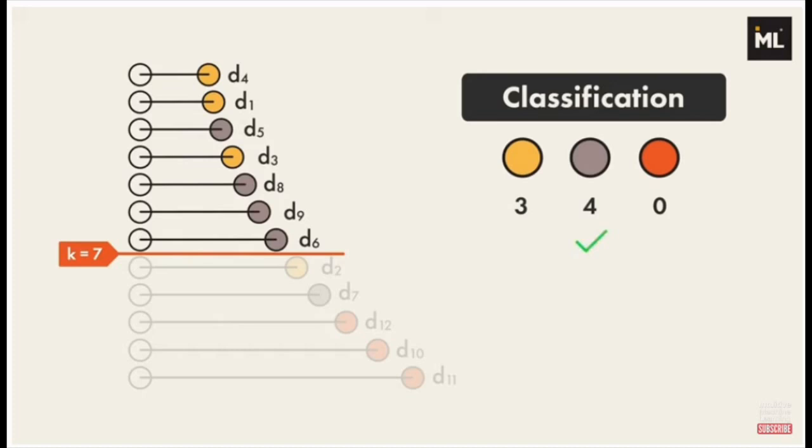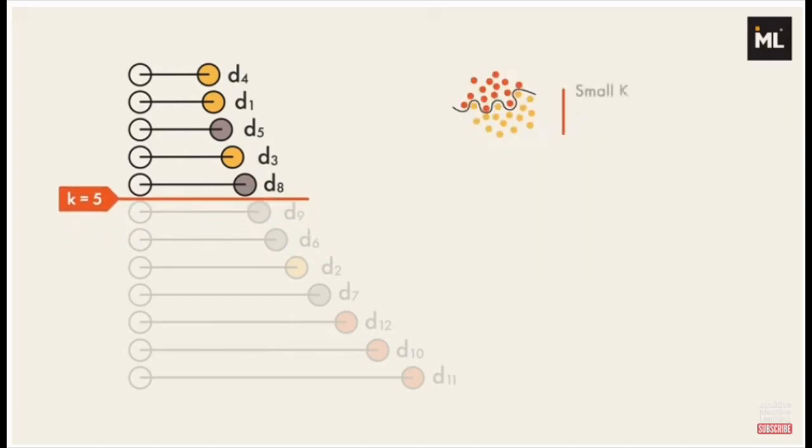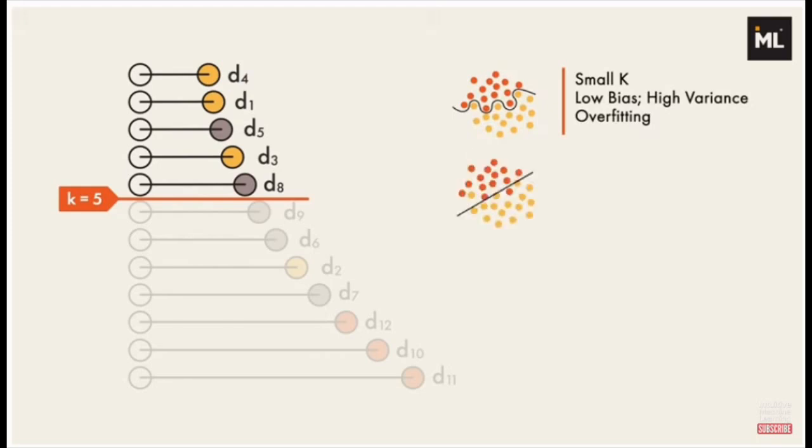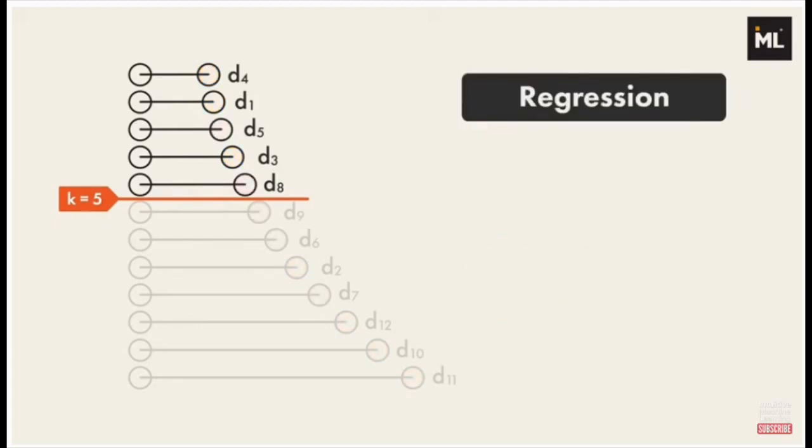The k-value here controls the balance between overfitting and underfitting. The best value can be found with cross-validation and the learning curve. A small k-value usually leads to low bias but high variance, and a large k usually leads to high bias but low variance. It is important to find a balance between them. For the regression problem, we simply return the average of the k-nearest neighbors' labels as the prediction.